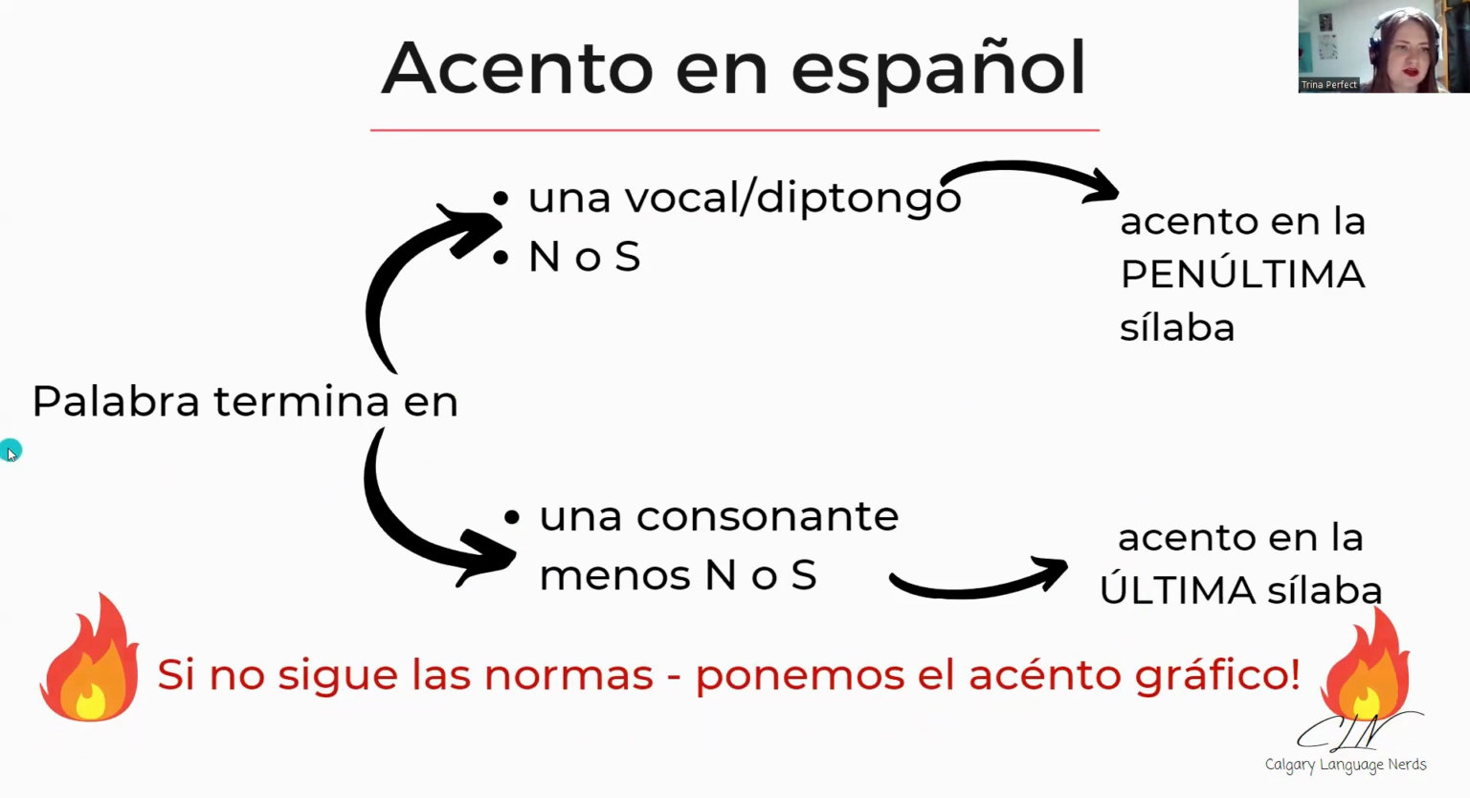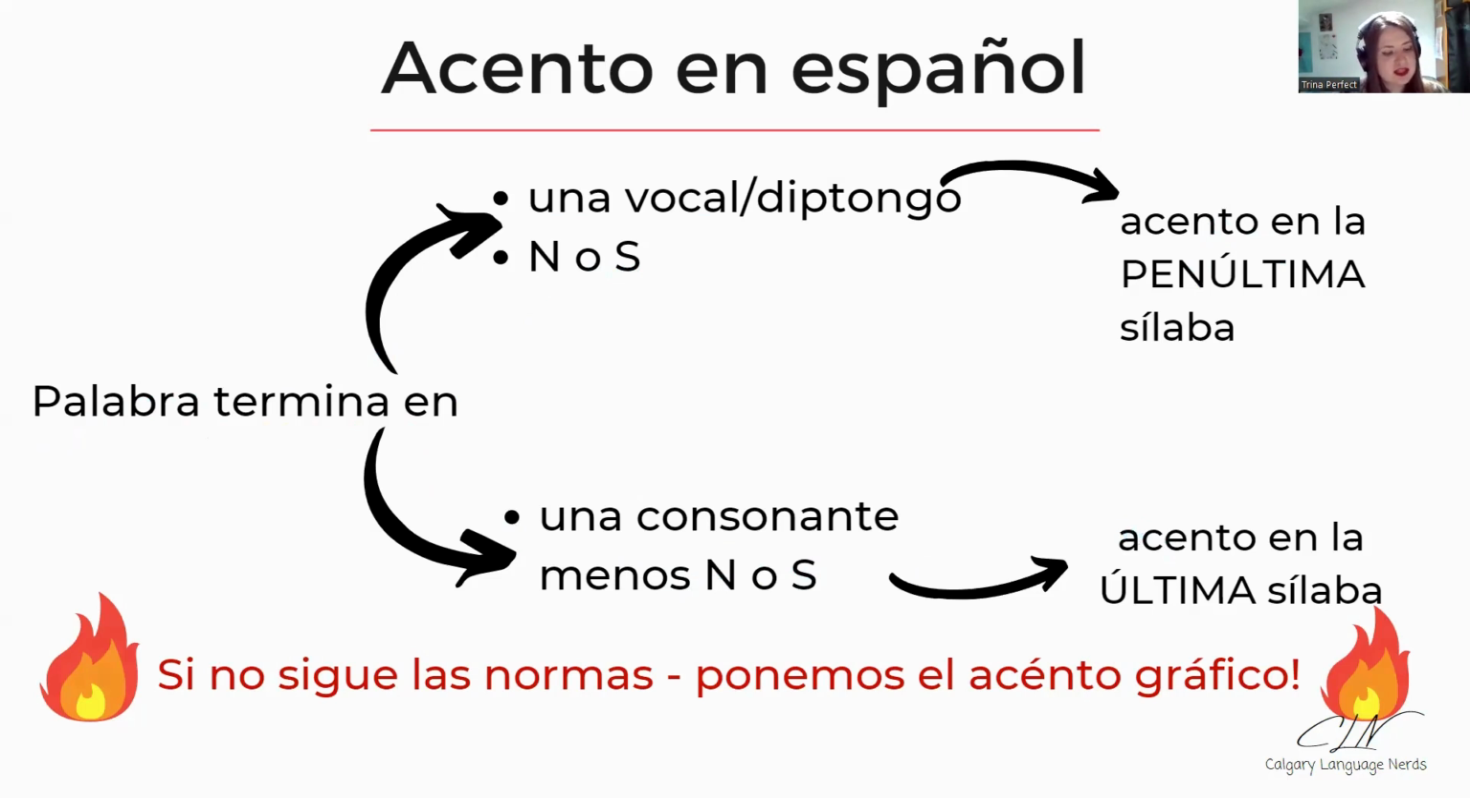Entonces, vamos a repetirlo. Si la palabra termina en una vocal o diptongo o N o S, el acento cae en la penúltima sílaba. So, if a word ends with a vowel or a diphthong and either N or S, it's going to be one syllable before last. And if the word ends with a consonant except for N and S, it's going to be on the last syllable.